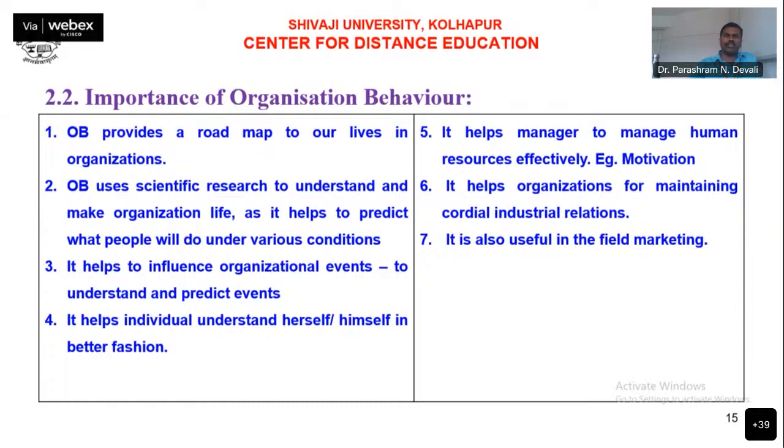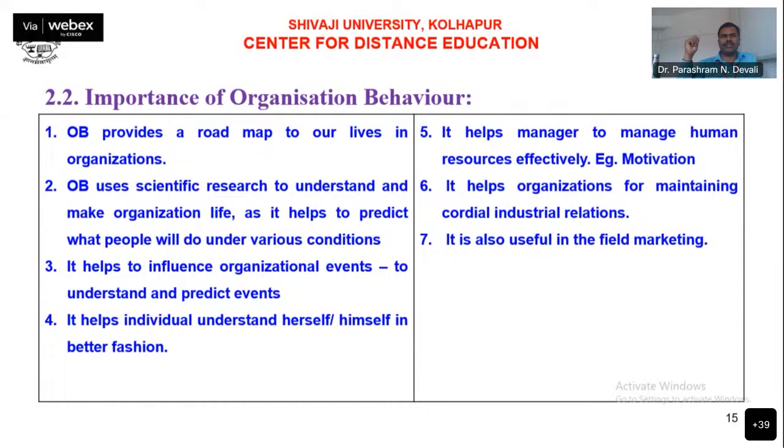Means what? When we understand the behavior of organization, when we understand the group of the people, when we understand the nature of the organization, when we understand the culture of the organization, definitely it helps to specify or formulate the objective of the organization. It may be clear what is our goal, what we want to do in future. All these things are clear when we understand organization behavior.